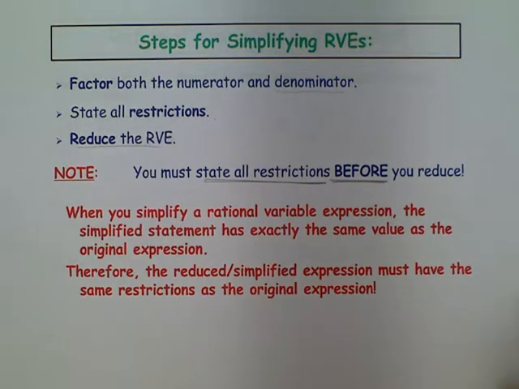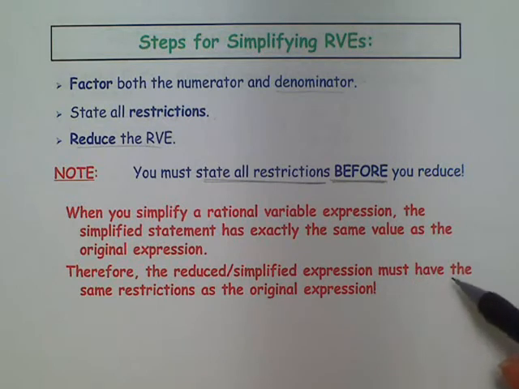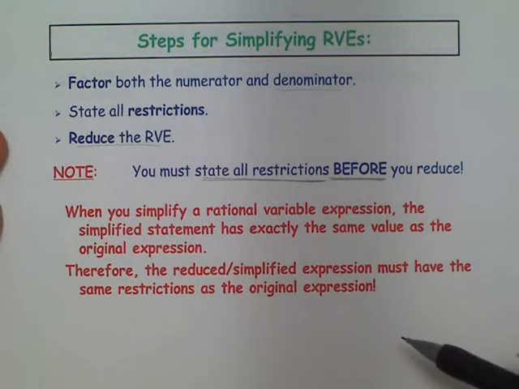So, when you simplify a rational variable expression, the simplified statement has exactly the same value as the original expression. Therefore, the reduced or simplified expression must have the same restrictions as the original expression. Okay? So, we do need to state the restrictions right at the beginning before we start reducing things away.